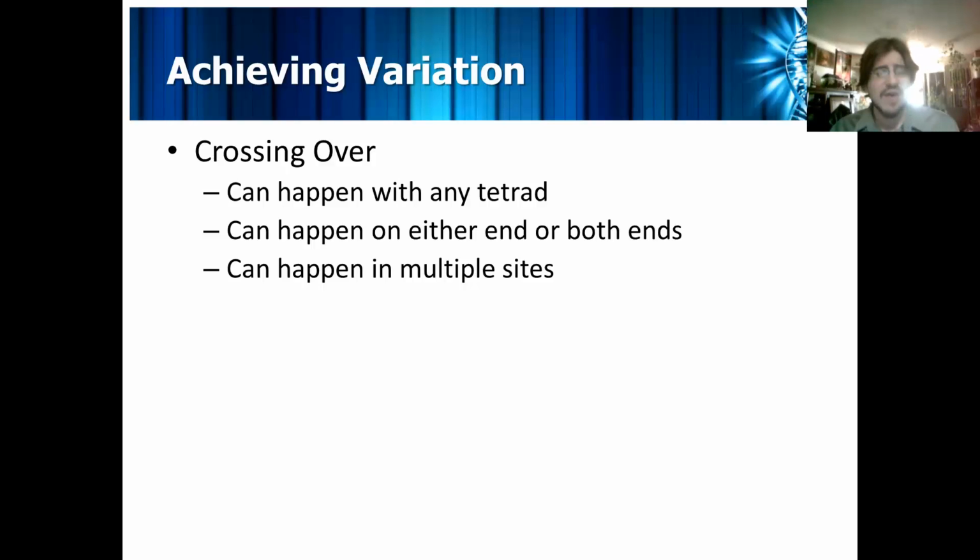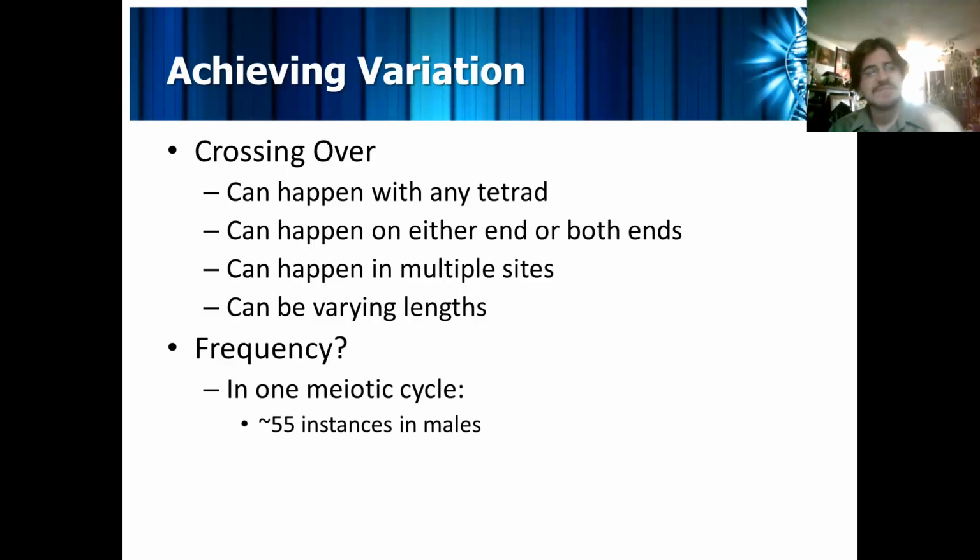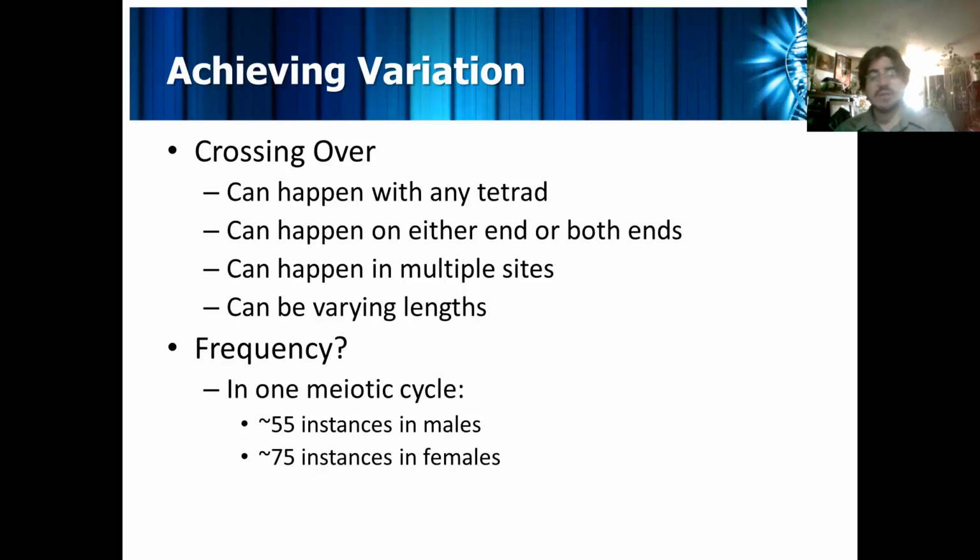Just how often does crossing over occur? Well, in one meiotic cycle, on average, you have 55 instances of crossing over in males. 55 instances in 23 pairs. That means on average, there are more than double the instances of crossing over than there are chromosomes. But it gets even crazier than that, because in females, it's 75 instances. That's almost triple. That's almost three crossing over events per homologous chromosome on average.